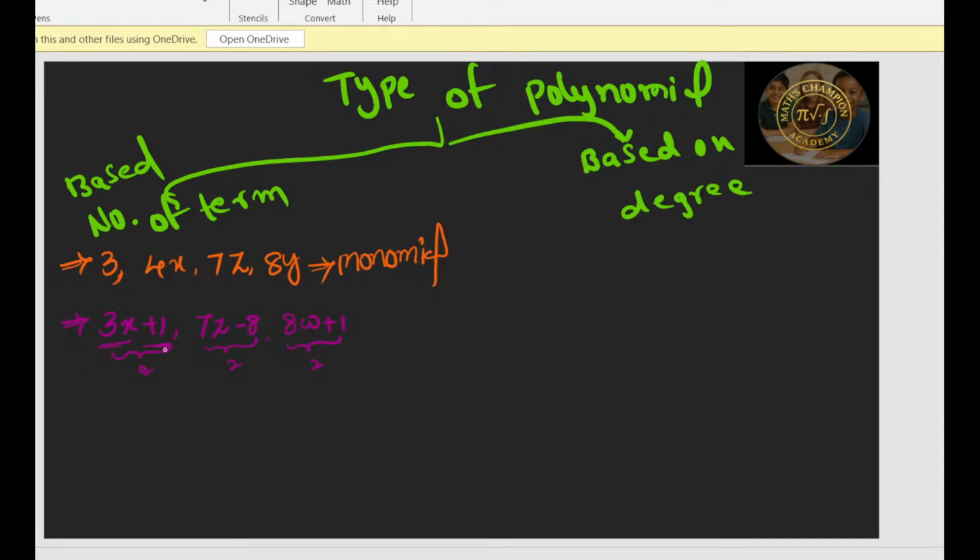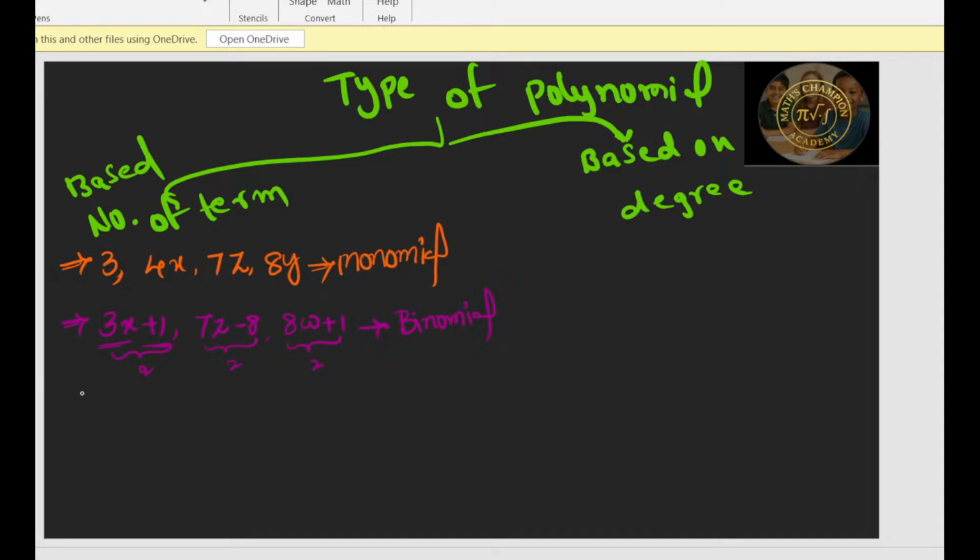If only 2 terms are there, that one we call a binomial. It is a binomial.